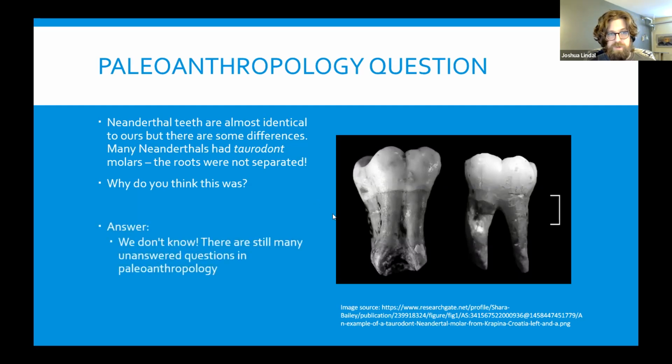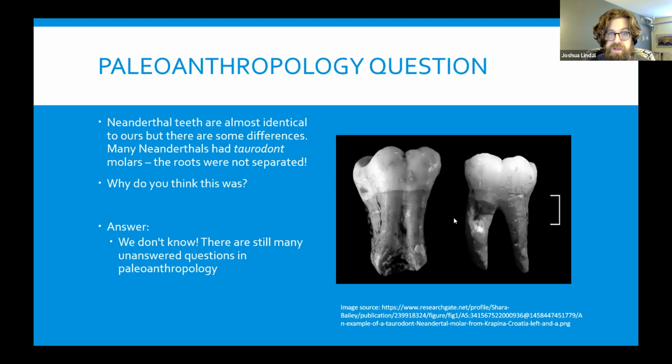All right, maybe you've got some good ideas, but if you are having trouble thinking of ideas, that's fine, because this is kind of a trick question. The answer is we don't know why Neanderthals had molar teeth like this. And I think that's an important lesson, because there are many questions that science has not answered yet, and being able to say we don't know is a very important part of the scientific process.